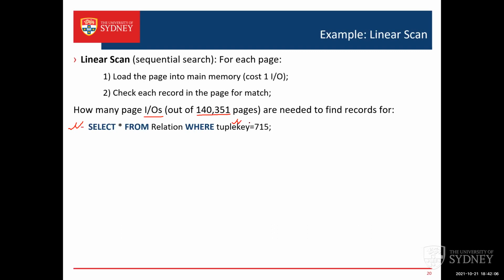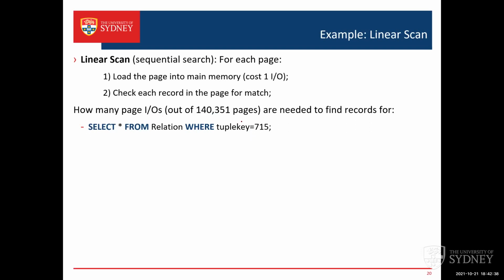Also, we have the equality sign, right? So this is primary key and equality sign. The equality sign simply means that when we find 715, we can stop there. Think about if we had, let's say, greater than 715. If the query was where tuple key is greater than 715, then we need to keep going, right? We need to check all the data whether they are greater than 715. So we cannot stop, even if we are running a query on primary key.